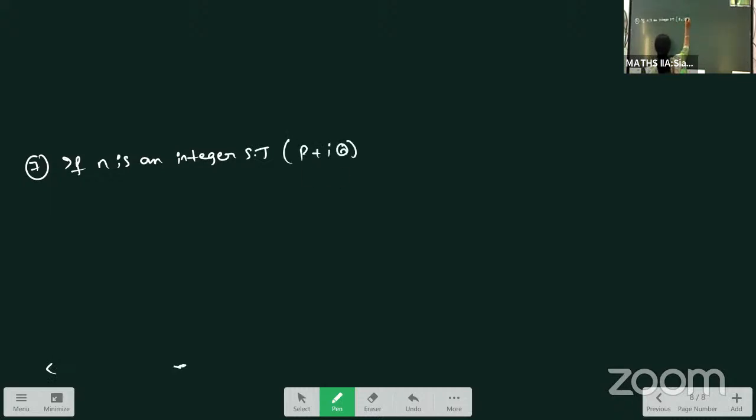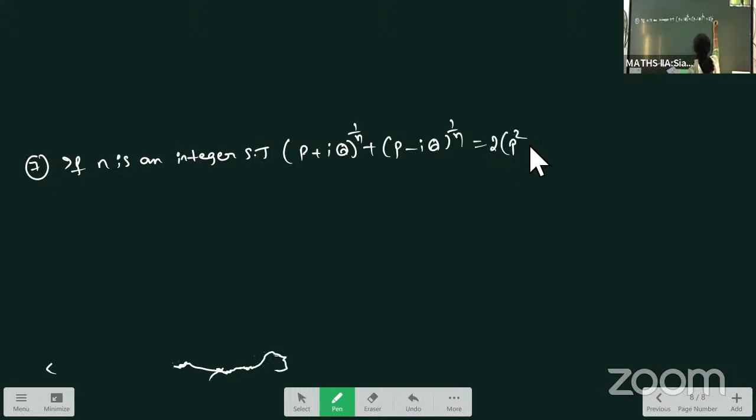If n is an integer, show that (p plus iq) whole power 1 by n plus (p minus iq) whole power 1 by n is equal to 2 times (p square plus q square) whole to the power 1 by 2n into cos of 1 by n tan inverse of q by p.